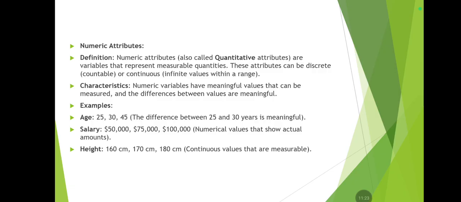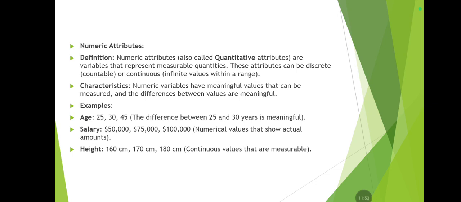The next, numerical attribute. Numerical attributes, another name is quantitative attributes, are variables that represent measurable quantities. These attributes can be discrete, meaning countable, or continuous, meaning any value within a range. Numeric variables have meaningful values that can be measured, and the differences between values are meaningful.